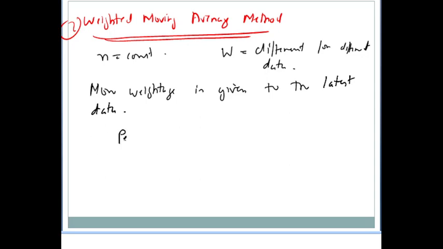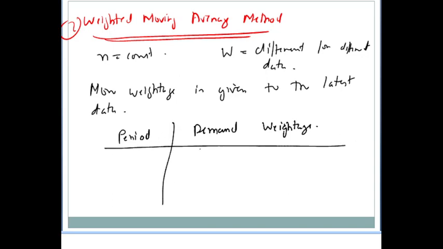For example, here there is the period, then there is the demand, and then there is the weightage. Period 1, demand 10, weightage 1. The second month, demand 20, weightage 2. And 3, demand 25, weightage 3. Weightage can be anything; I have just taken an example here. Let's say we will have to forecast the fourth.